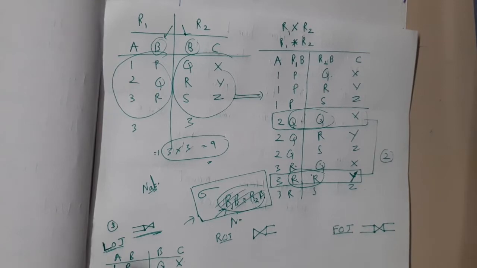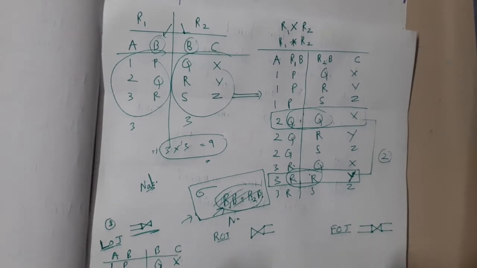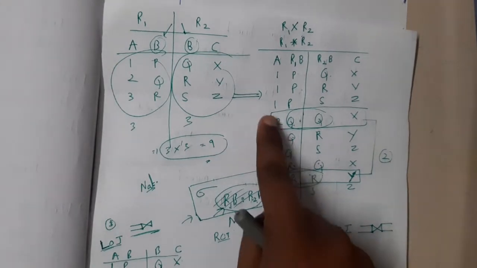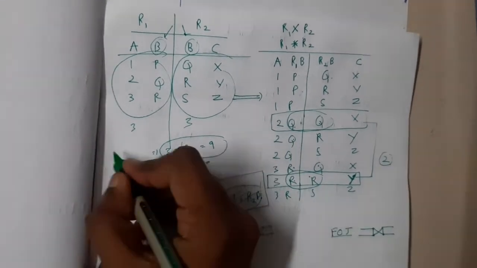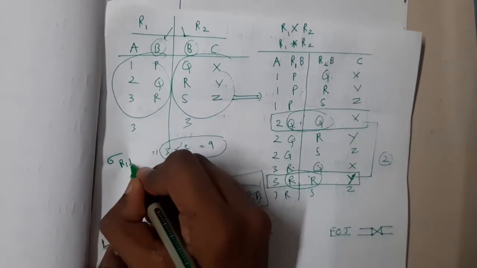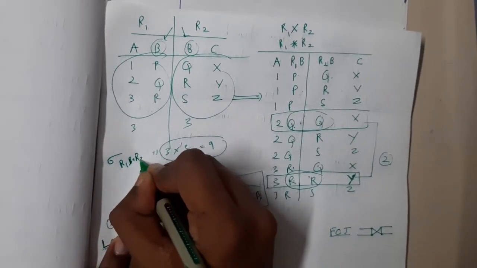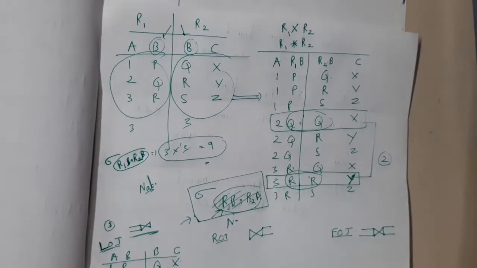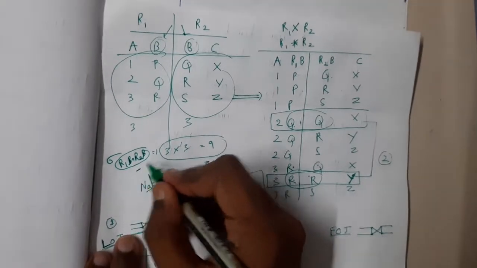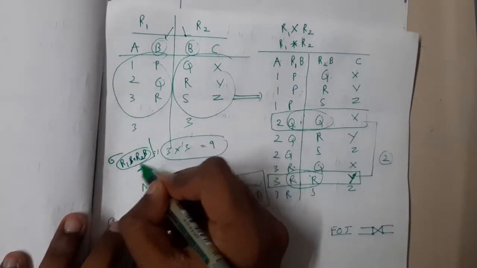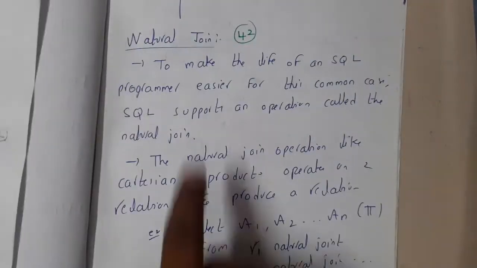Got it? So assume that you want to perform a Cartesian product and you want to get only these two results. At that time you should write a condition that the value of r1.b should be equal to the value of r2.b. Basically, if both of those values are the same, then you print them. In that way, you will get only these two particular rows. Got it? So this is the exact thing which is done internally by the natural join.